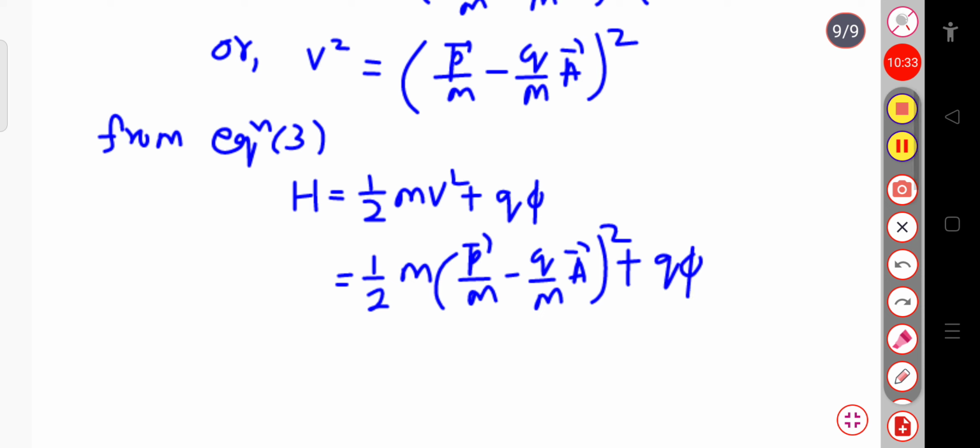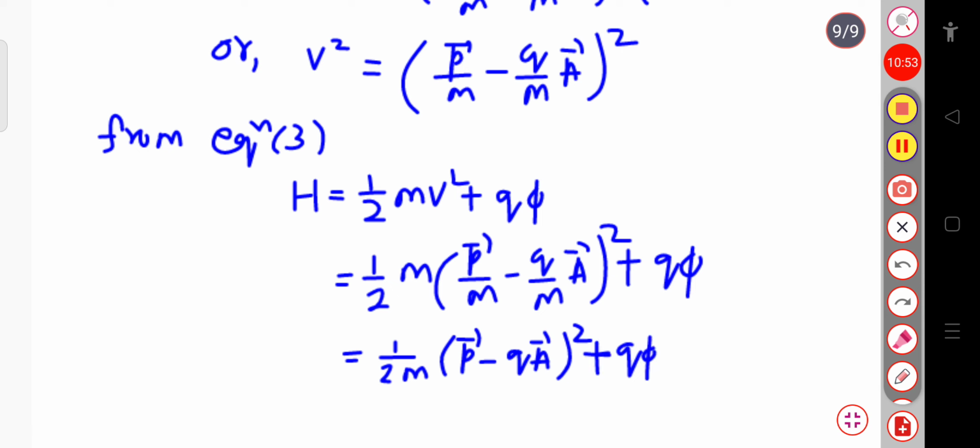Now here you can see the m square term is present. Taking common that term, the m will get cancelled with this m. So that will be equal to 1 by 2m into p minus q a whole square plus q phi. So this is the expression for the Hamiltonian. Let me give this as equation number 4.